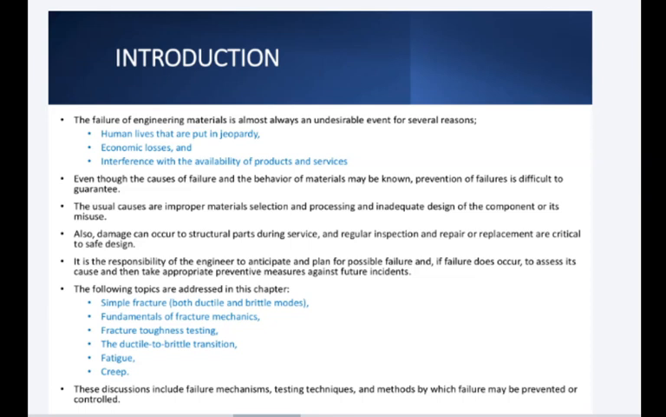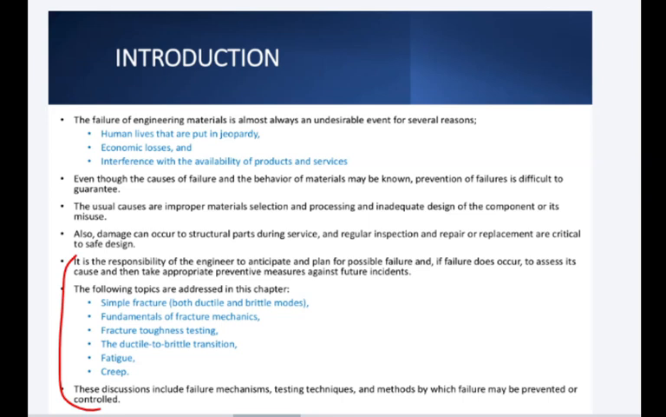Now the damage can occur to the structural parts during service, and we need regular inspection, we need repair, and we need replacement of critical components. So the important thing we will study in this part, we will study starting from the simple fracture.